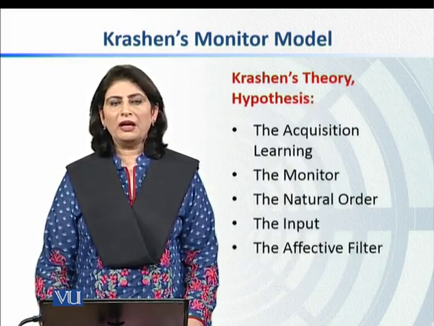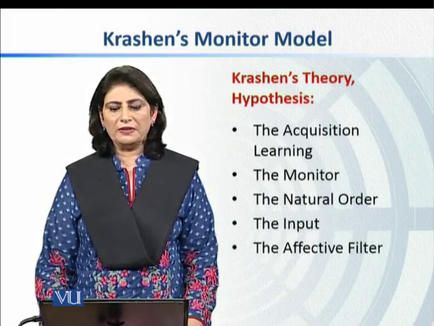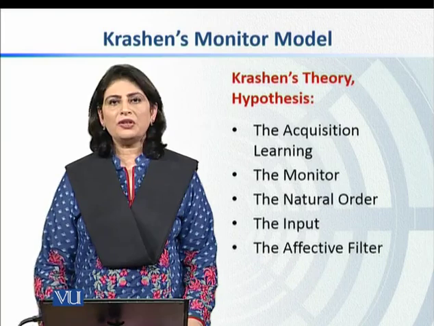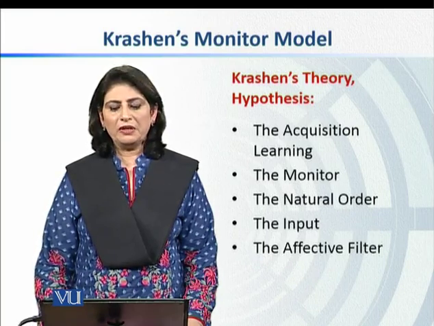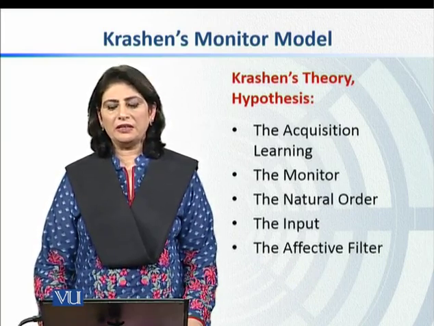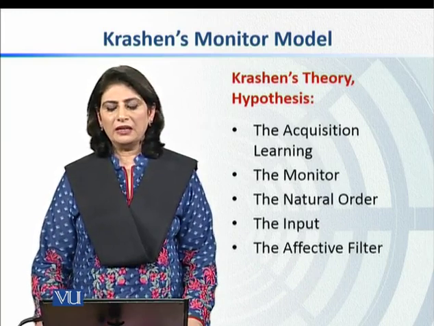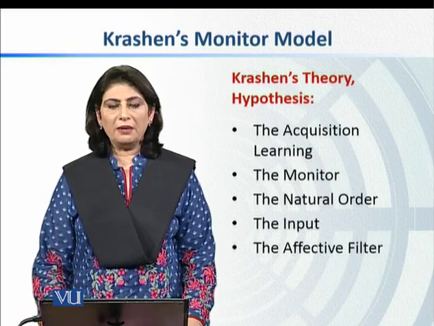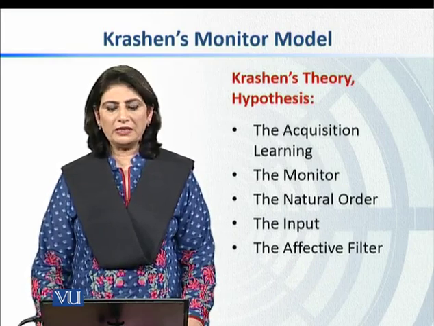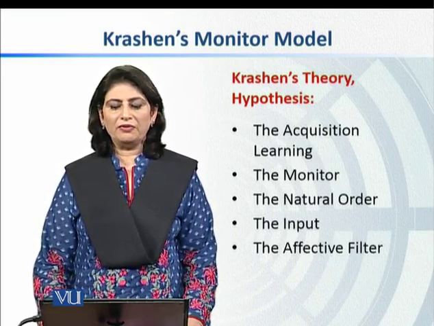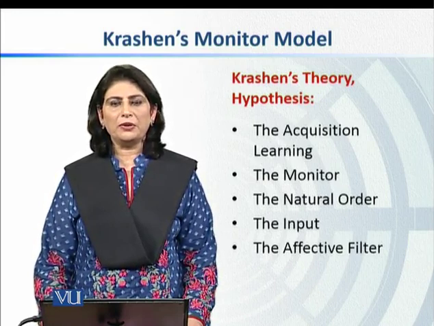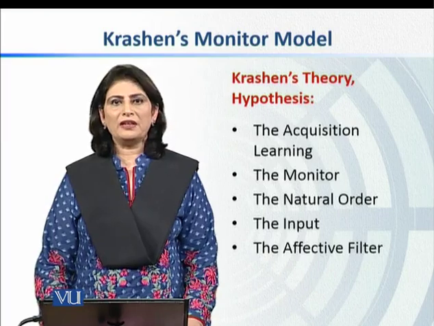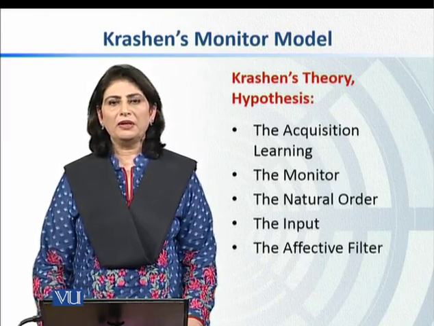Krashen's theory had the following hypotheses. Number 1, he presented the acquisition-learning hypothesis. Number 2, the monitor hypothesis. Number 3, the natural order hypothesis. Number 4, the input hypothesis. And number 5, the affective filter hypothesis. And we will look at these hypotheses, each one at a time, later on.